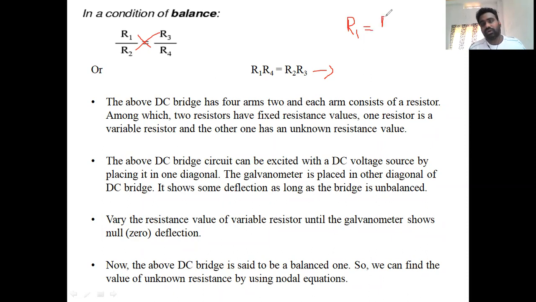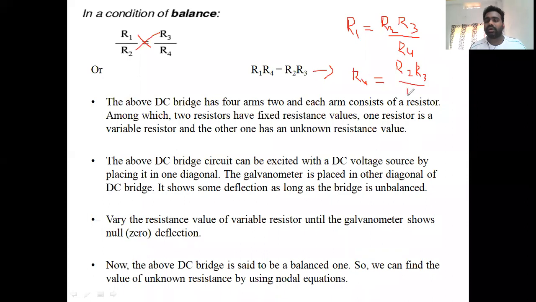R1 is equal to R2 R3 divided by R4. What will be the value of R4? R4 is equal to R2 R3 divided by R1. So this is the concept of the substitution method.